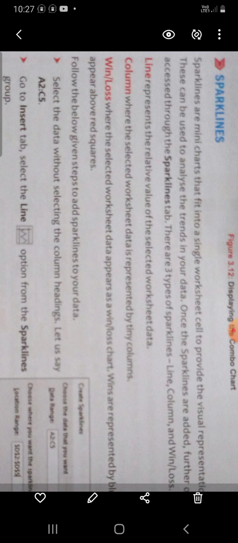Trends means nature of the data, whether it increases or decreases along with the time or the given data. Once the spark lines are added, further options can be accessed through the spark lines tab. There are three types of spark lines: line, column, and win or loss. In the given figure 3.14, its line type has been depicted. We will discuss its steps during the lab as it is not required right now.